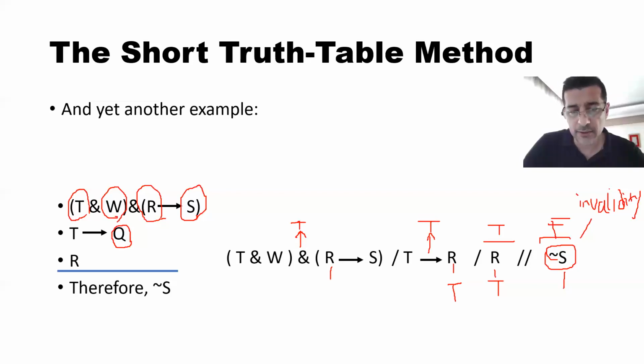Here R again, so this one should be true. Okay, now anywhere else? No, there's nowhere else. Now S, let's find S. Here I have S, and it should be what? It should be false. Sorry, true, because not S is true, right? Okay.